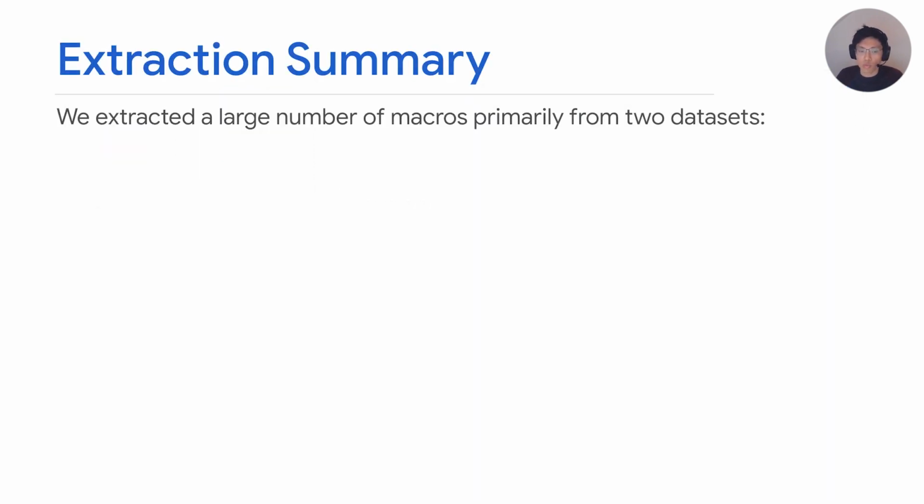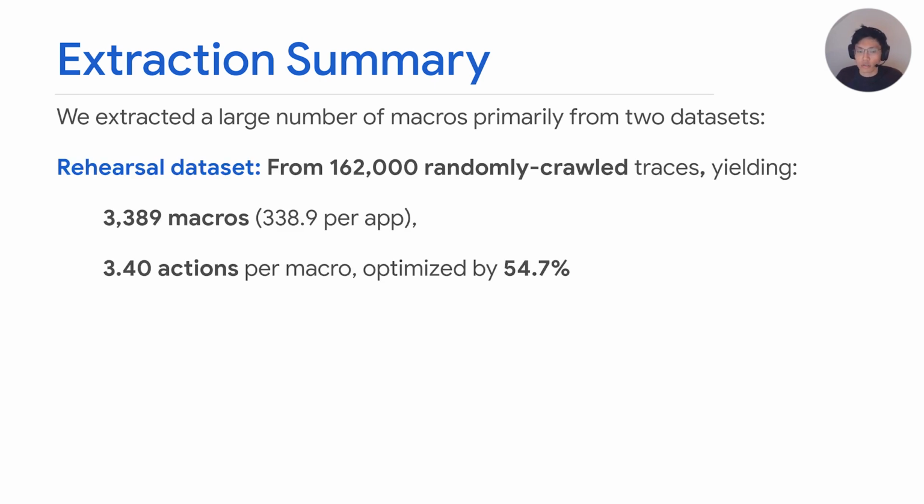Using the system, we have extracted a large number of macros from 2 datasets. First, from the rehearsal dataset that consists of 162,000 traces crawled by a random computational agent, we obtained 3,389 macros from 10 apps. Each macro contains 3.4 actions, which were optimized by 54.7% by our extraction pipeline. These results show the capability of our system when working with a dataset that crawls each app in great depth.